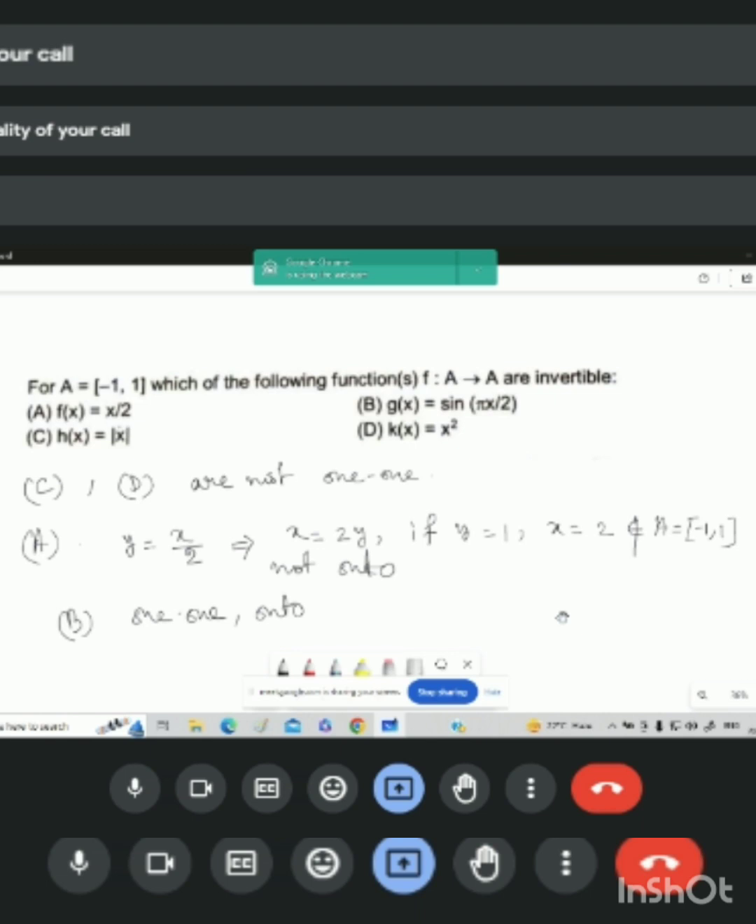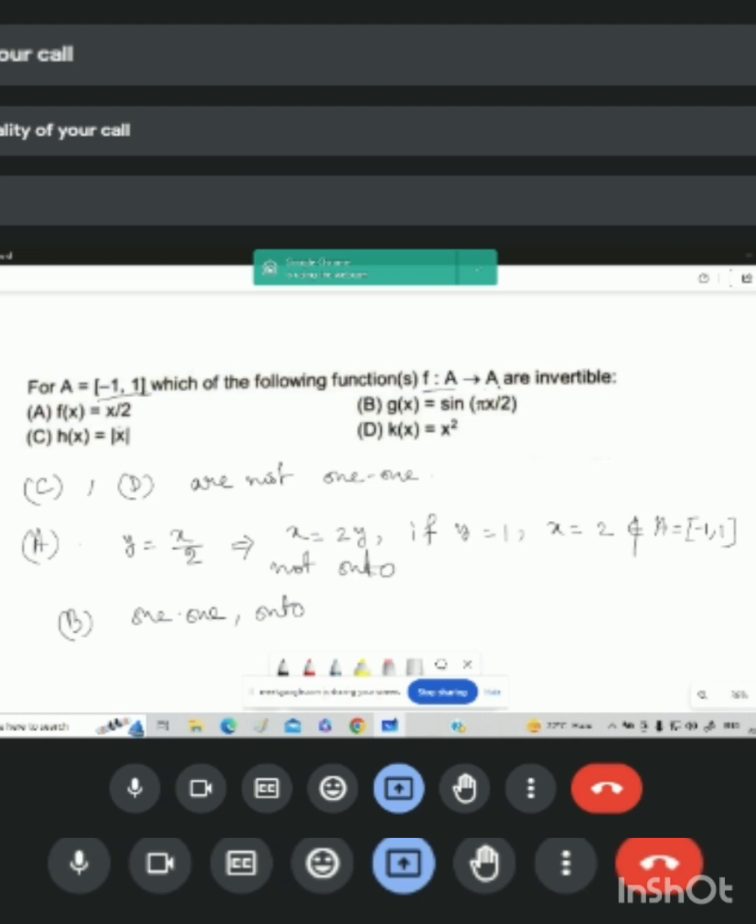Problem 4. A is the closed interval minus 1 to 1, and f is a mapping from A to A, and I have to find which of the following functions A, B, C, D are invertible, meaning the inverse exists. For the function to be invertible, the function should be one-one and onto. That is, the mapping should be bijective.